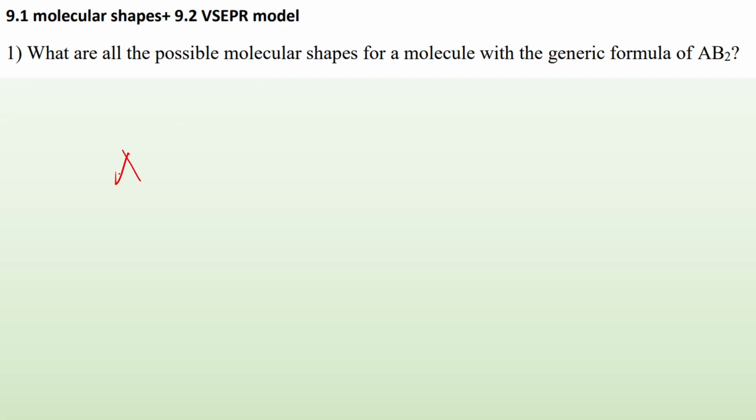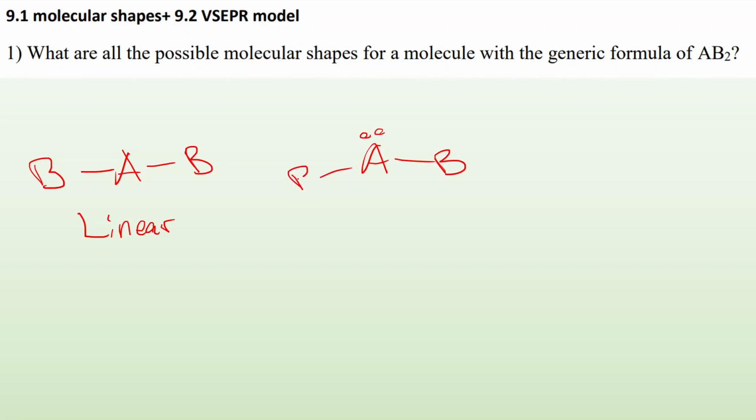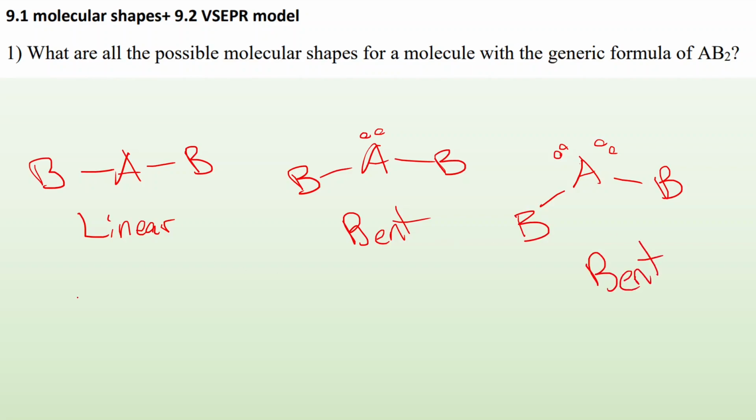AB2? So we could have A in the central, bonded to the B, bonded to the B with no lone pairs of electrons, in which case you get a linear molecular geometry. You could have a lone pair of electrons on that central atom, which would then make it bent molecular geometry. You could have two lone pairs of electrons around the central A, which is also bent. But really the only shapes that you can get with two atoms bonded to a central atom is either linear or bent. The bond angles may be different, but those are the only two molecular shapes.